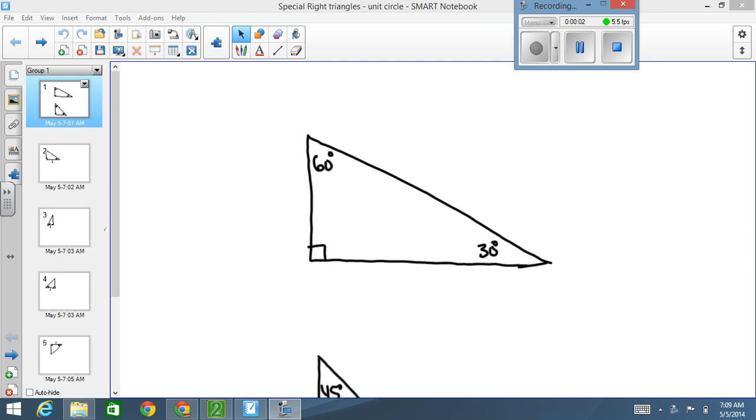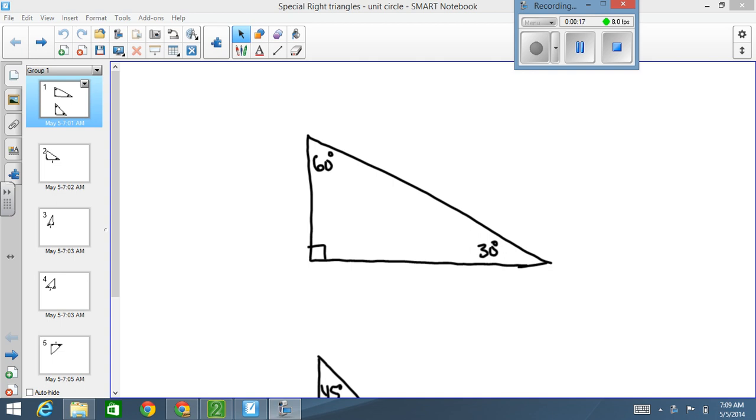Okay, everybody, so today we're going to take a step back into something that you did in geometry. You may not quite remember it specifically, but that's the reason why we're going to review it real quick here. And that's special right triangles.